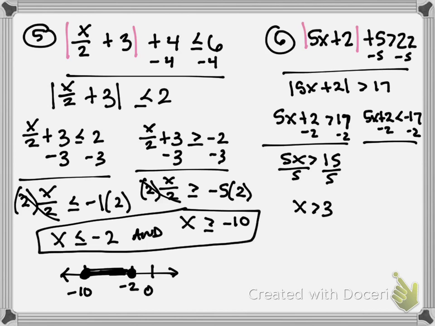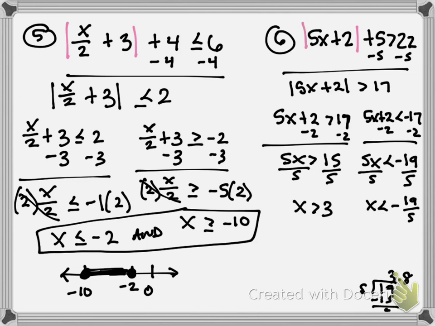Subtract 2. 5x is less than negative 19. Divide by 5. So x is less than negative 19 over 5. What is 19 over 5? 3 4/5, which is 3.8. Subtract 15, you get 4 left, right? So 4/5 is like 8 over 10.